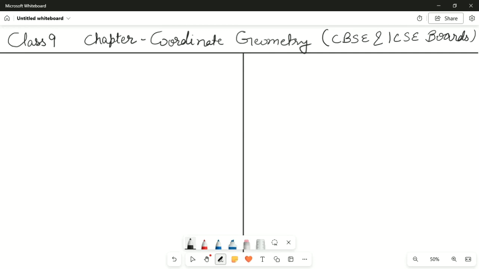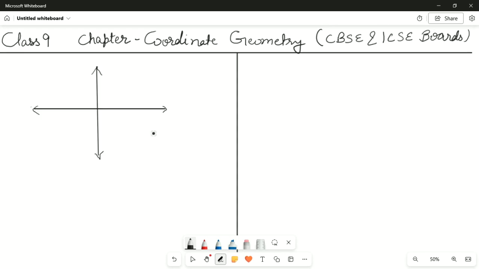Today we are exploring a topic that is like Google Maps for mathematics: coordinate geometry. It's how we find exact location on a flat surface using numbers. Imagine you are giving directions to your friend. Instead of saying walk past the tree and turn left after the shop, you can simply say go to the point (4, 3). That's the magic of coordinate geometry.